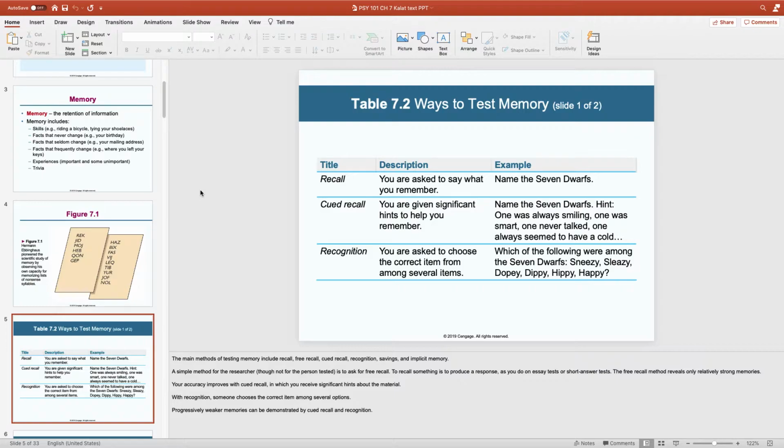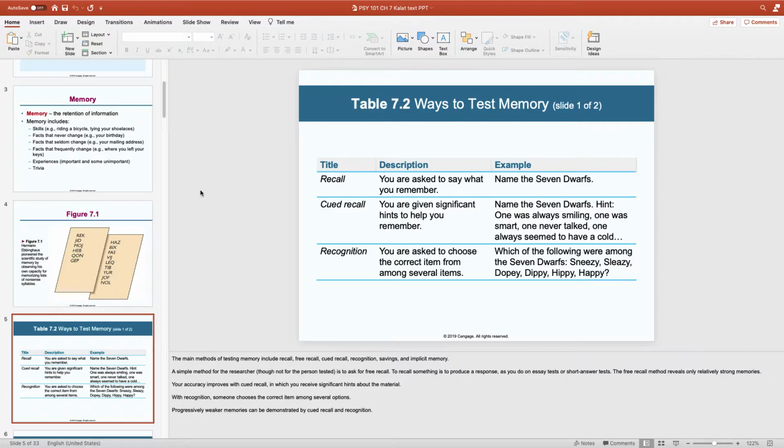asked. So, for example, if we were to ask, name the seven dwarfs again, we would give a cue or a hint, such as one of the dwarfs was the one that was always smiling, one was smart, one never talked, one always seemed to have a cold. So we're giving actual cues that directly relate to the information you're trying to remember.